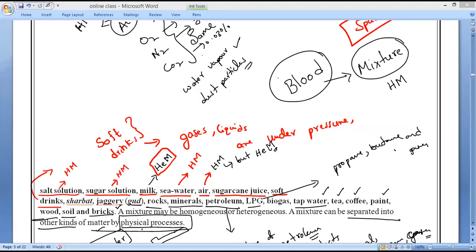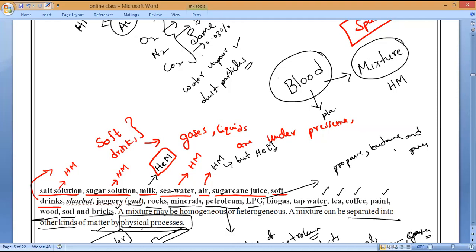That is the reason. Our blood contains 4 different particles: plasma, RBC, WBC, and platelets. They are not compounds; they are individual mixtures present together. So, more than pure substances, they are together. That is why blood is also called a homogeneous mixture.